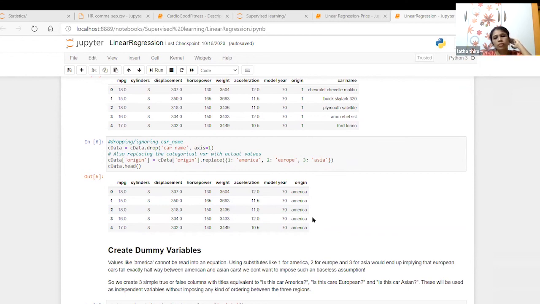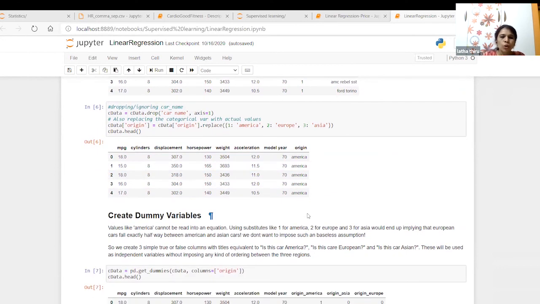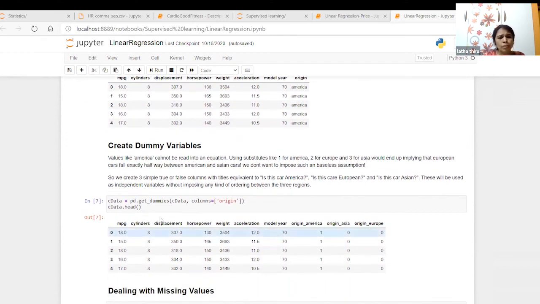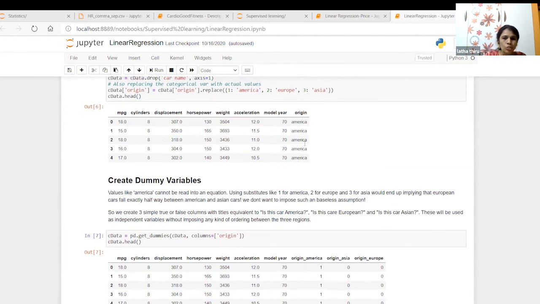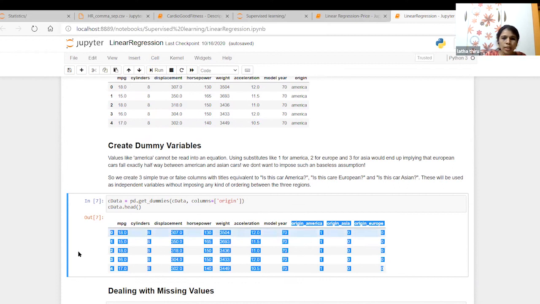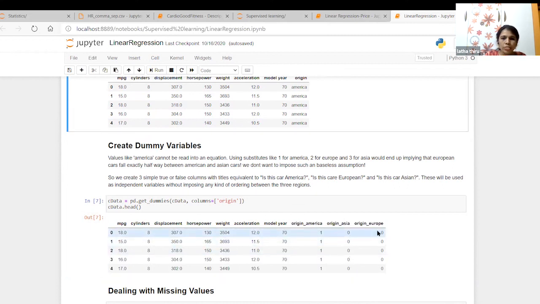Now again, the challenge is that the machine may not be able to understand the categorical data. So what we have to do, we have to create dummy variables for that. What is the meaning of dummy variables? The dummy variables can be created with the help of pandas, that is pd.get_dummies. So this is the data frame, and where do I want to dummify the data? In the column of origin. So the origin column will get dummified. So what's happening over here? Now you can see that 3 new columns are being introduced. Can you see that? Origin America, origin Asia, origin Europe.